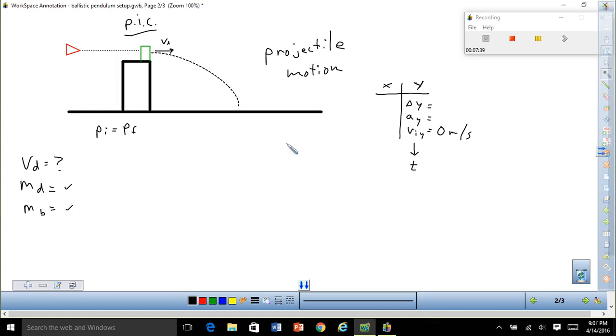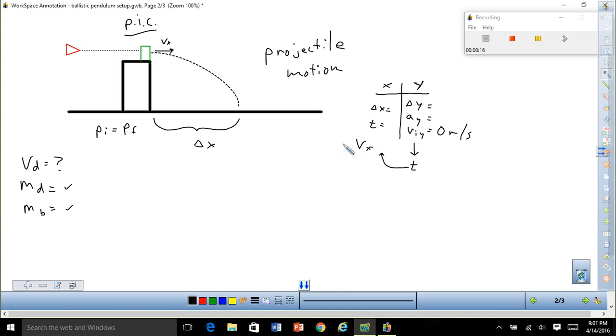Now we're also told how far away it lands, and of course that will be delta x. And so once we know delta x and time, which we'll solve from our y dimension, well then we can use that to solve its velocity in the x dimension. In other words, we can solve for how fast it was going when it left this post.